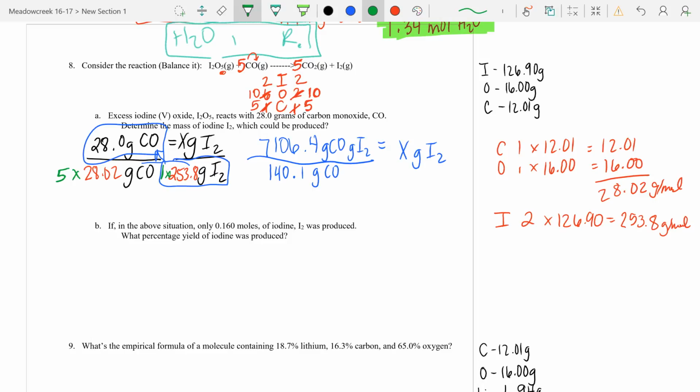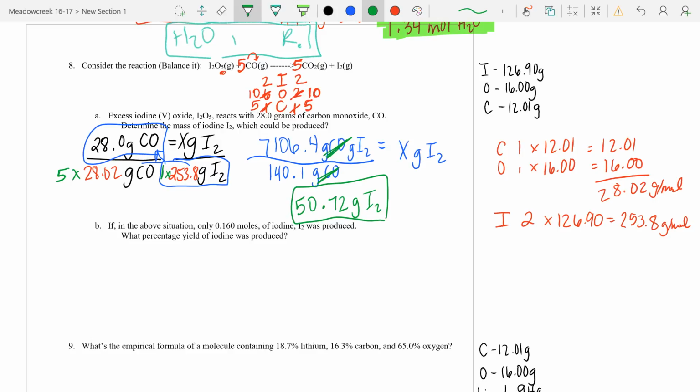And when I look at this, I have grams of CO cancel out with grams of CO. So 7,106.4 divided by 140.1 is going to give us 50.72 grams of iodine.